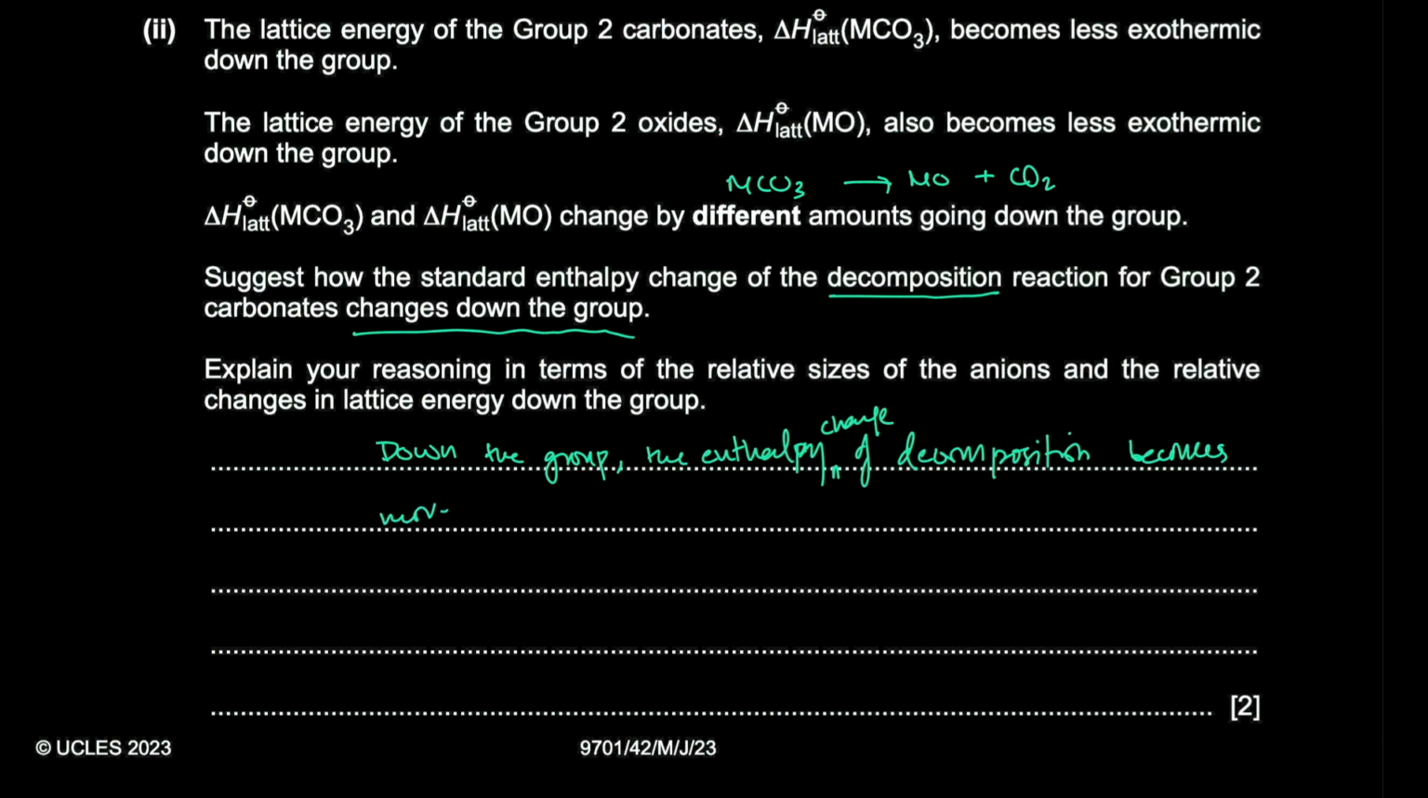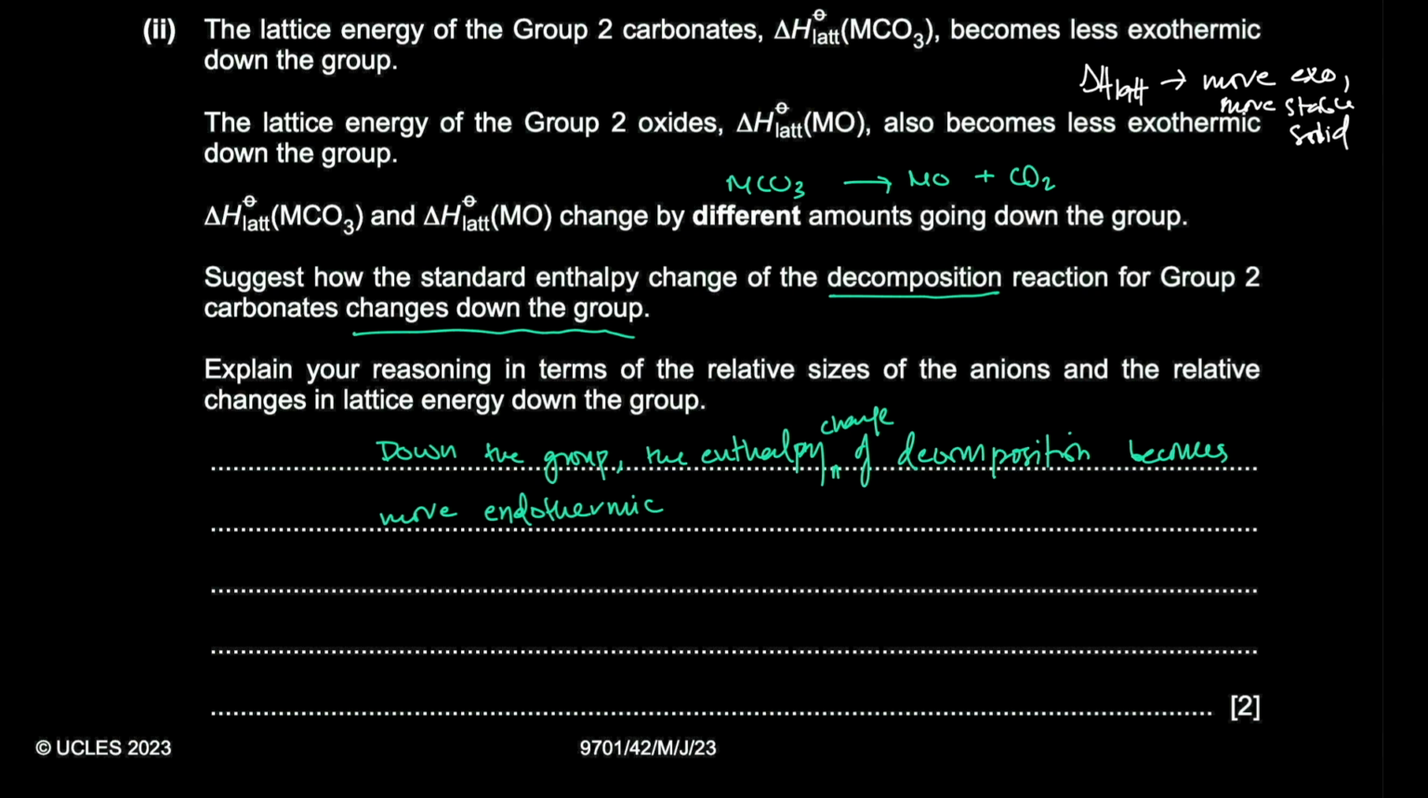Now we have to explain why it becomes more endothermic in terms of the lattice enthalpies of the carbonate and the oxides. Now, the way to think about this is the lattice enthalpy is a measure of the energy, the relative energy of a solid. In other words, the more exothermic it is, the more stable the solid.